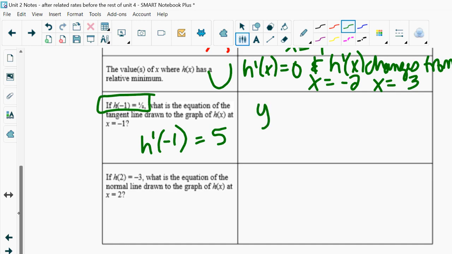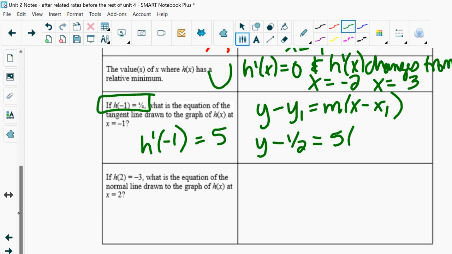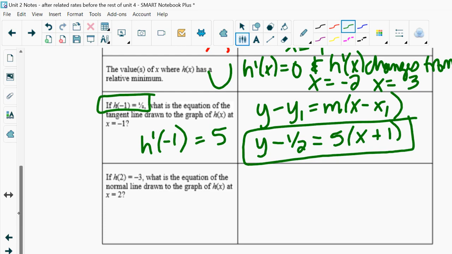So now I can write my equation. So y minus 1/2 equals 5 times x plus 1. And since the slope is 5, I know it's above the x-axis, it's positive, my function is increasing at that point. And I don't even care about the next one.